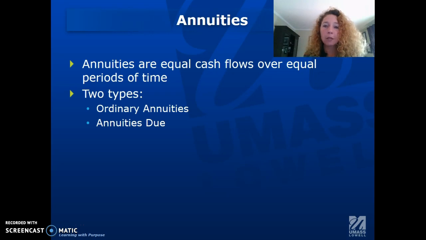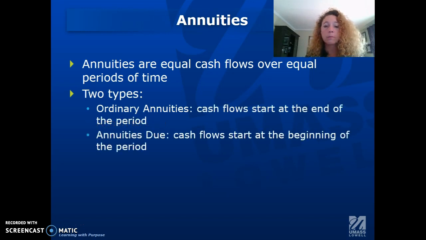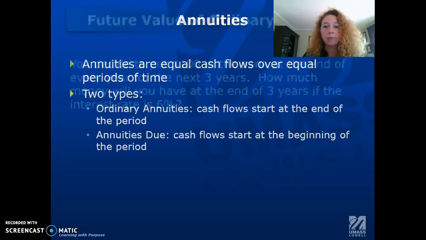Now, there are two types of annuities. There are ordinary annuities and annuities due. And the difference depends on when the flows of cash start. So for an ordinary annuity, the cash flow starts at the end of the first period, and then each of the following payments is also at the end of the next period. So the cash flows are at the end of each period. Now for an annuity due, the cash flow is at the beginning of each period. Okay, so let's look at a couple of examples and hopefully you'll see the differences.